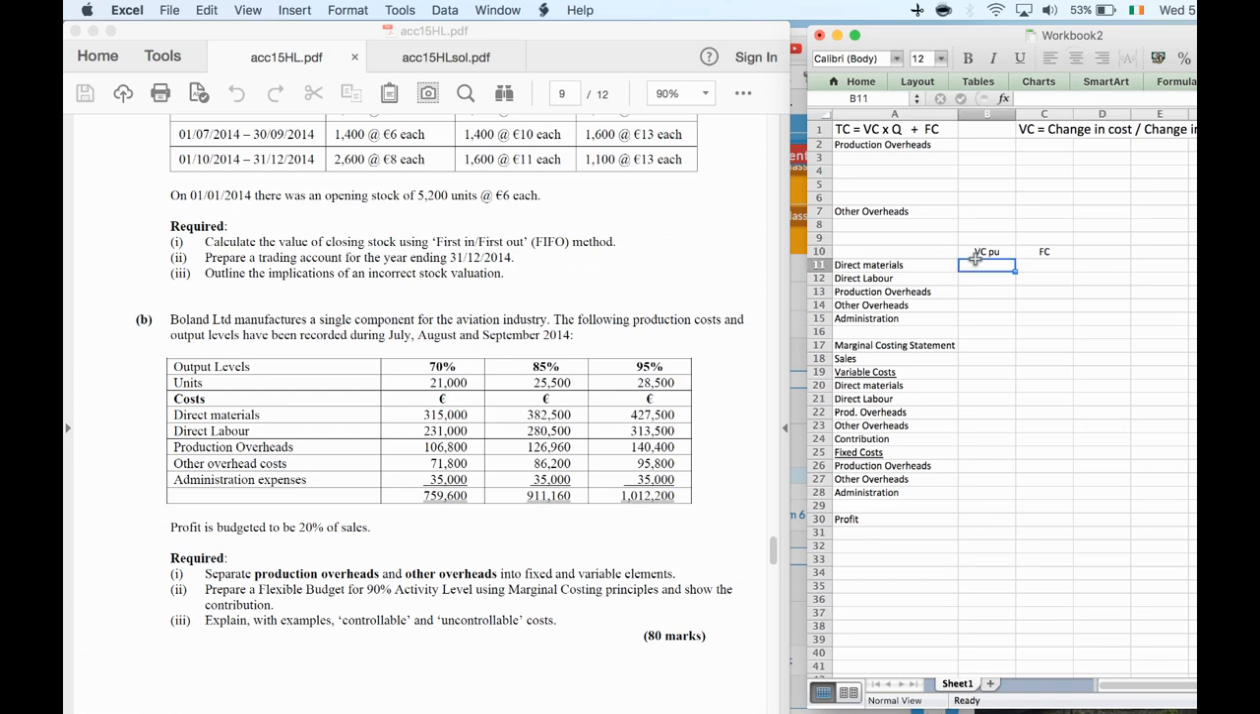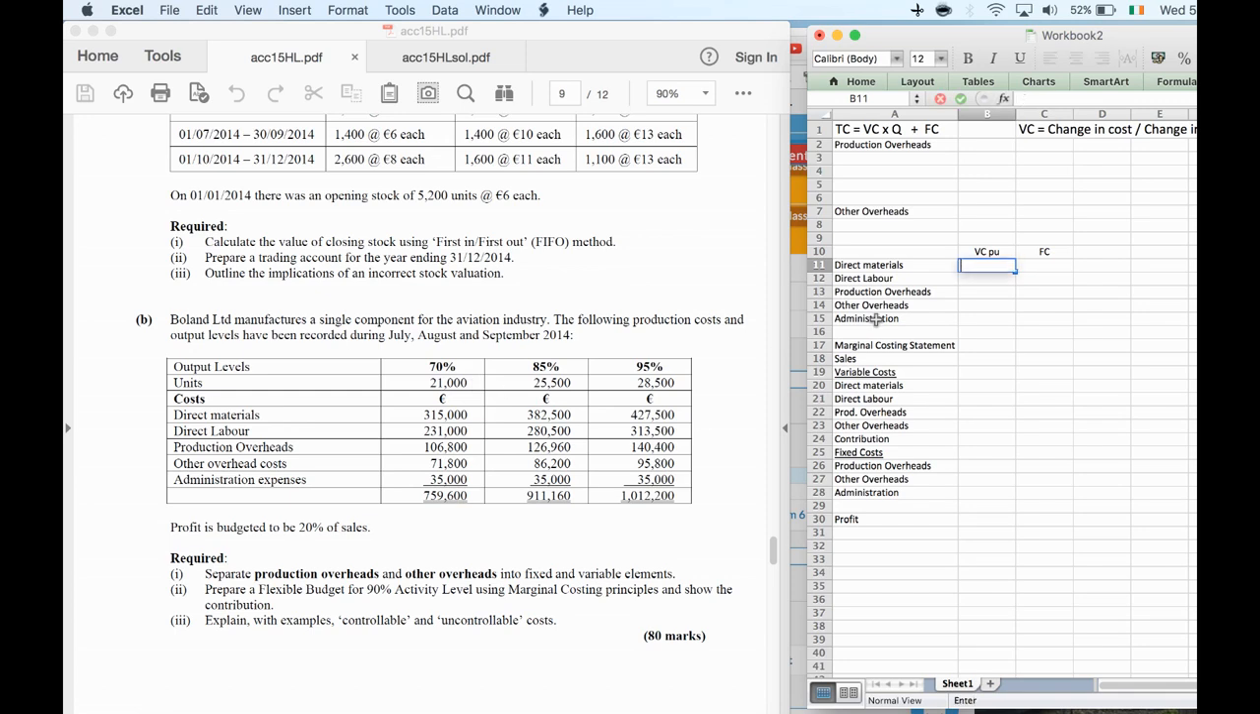So if I want to work out my variable cost per unit for direct materials, I'm assuming that direct materials is completely variable. Because it's direct, it's something that goes into every product that's made. There shouldn't be a fixed element to it, and there usually isn't in any of these questions. So the way we do it, we're going to look at how the cost changes, and we'll divide that by the change in quantity. So if I look at how the cost changes from 315 to 382,000 as a result of a change in quantity of 4,500.